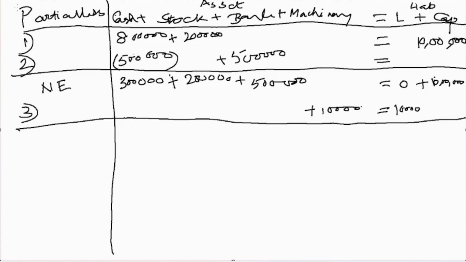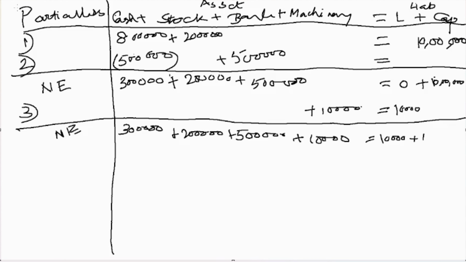Now once again we are going to have a new equation from this. So again we are going to write NE, and that NE will once again have 3 lakhs plus 2 lakhs plus 5 lakhs plus 10,000, which will equal 10,000 plus 10 lakhs. Okay.